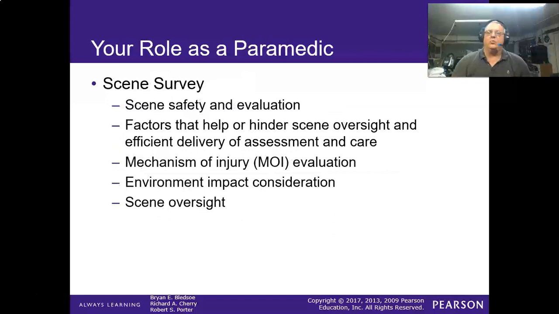So the scene survey, make sure it's safe, all right? Factors that may hinder or help us. What caused the incident, the mechanism of injury, okay? The kinematics of how this happened. You need to determine those things. The environmental impact considerations, again, if they've got things leaking, oh yeah, the car's in the river, we've got to remember them. Do I need to evoke a rescue before I decide to worry about this patient's injuries? And again, the scene oversight.